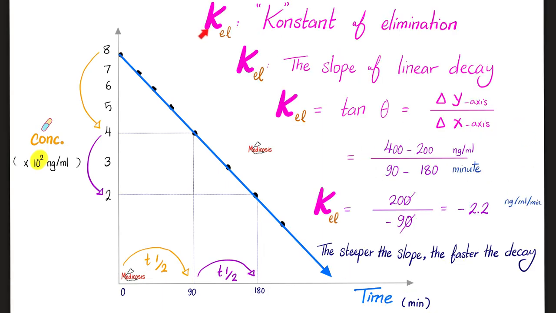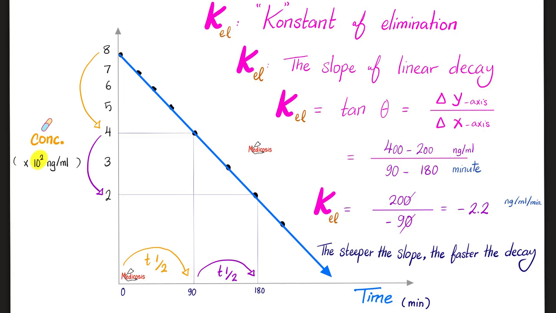A new concept, KEL. What is K? Constant. And what is EL? Elimination. The constant of elimination. How do I get this from the graph? It is the slope of the linear decay. Ooh. And if you remember the good old days of math, how did we calculate slope? It's the tan of theta. It's the tan of the angle. All right, but I cannot give you the angle. I have no idea if this is 45 degrees, 40 degrees, 35 degrees. I cannot do it. So do it the other way. Delta y over delta x. The change in the y-axis over the change on the x-axis.